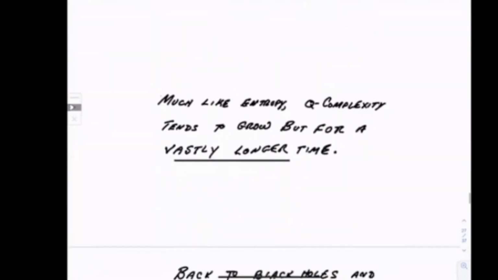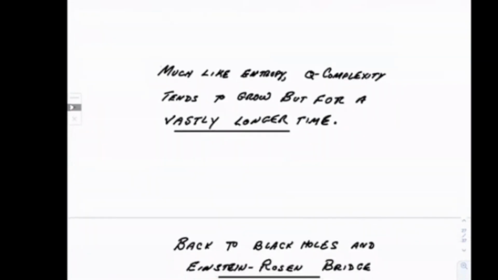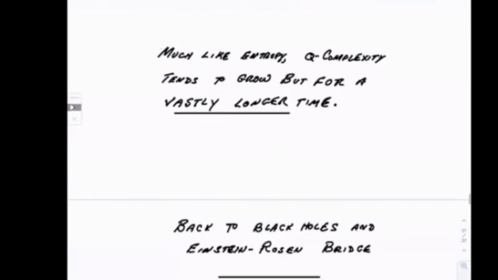And much like entropy, quantum complexity tends to grow. If you start a chessboard in a simple position and you wait a little bit, you expect it to get more complicated, more random, more complex. So complexity, like entropy, is something which tends to grow, but for a vastly longer time than entropy grows.